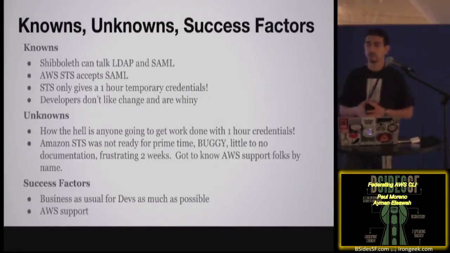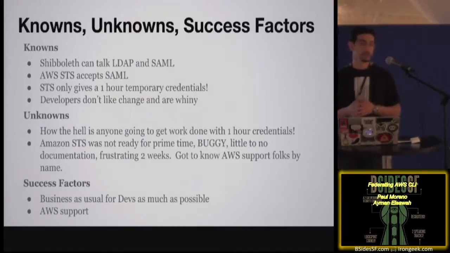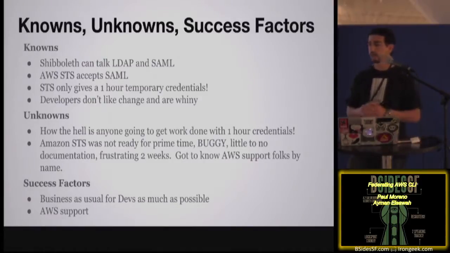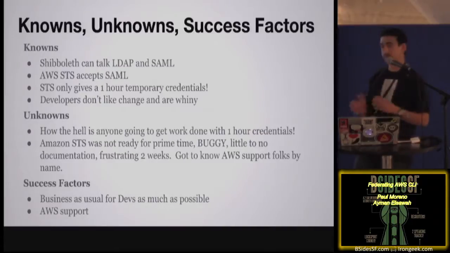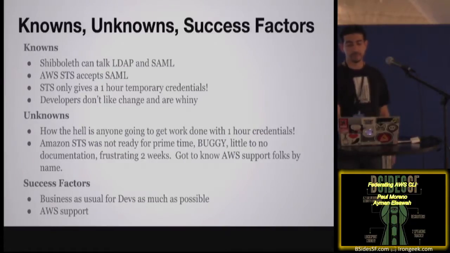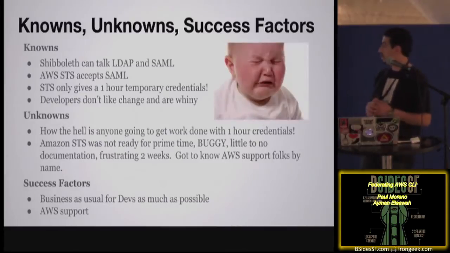So coming into the project, first of all, we want to establish what are our knowns, unknowns, and what are some success factors. So some of our knowns, we knew that Shibboleth can talk both LDAP and SAML. Okay, great. STS also talked SAML. Okay, another good thing. Also, however, we did find out, unfortunately, that STS only supports 1 hour temporary credential tokens. Okay, that's fine, but at least we know that ahead of time. We also know that developers don't like change and are very, very whiny. Okay, so I think most people here have experienced it. If you're a developer, I'm sorry.